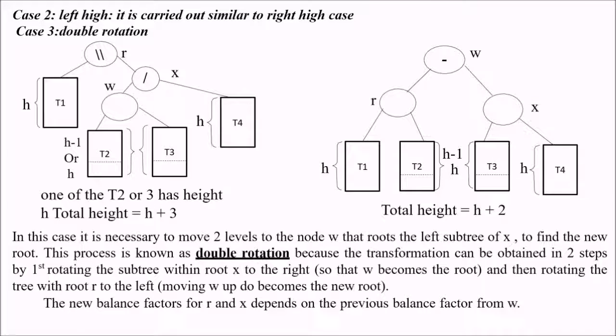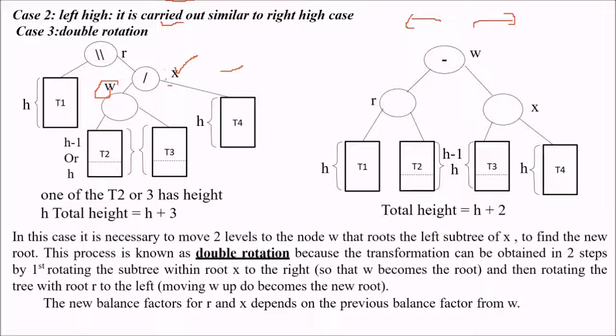But what about the double rotation? In this case a right rotation is taken, but the conditions and the result remain the same. One is on the left-hand side, one on the right side. Double rotation means it is necessary to move 2 levels to the node W, that roots the left subtree of X, to find the new root. So this process is the double rotation.